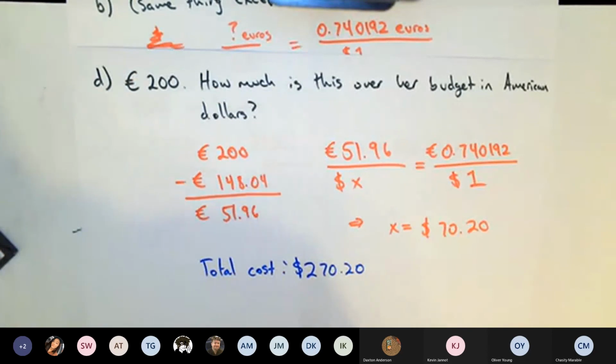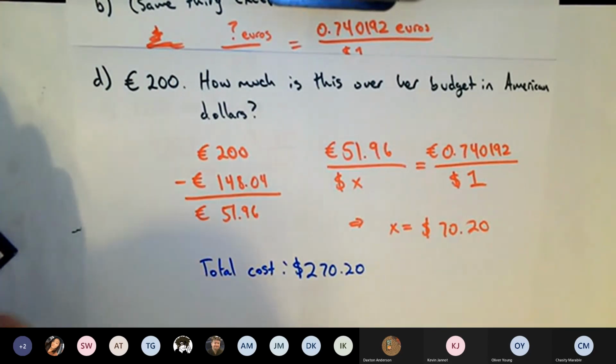Okay, so that's using unit rates and proportional equations. That's all I got today.